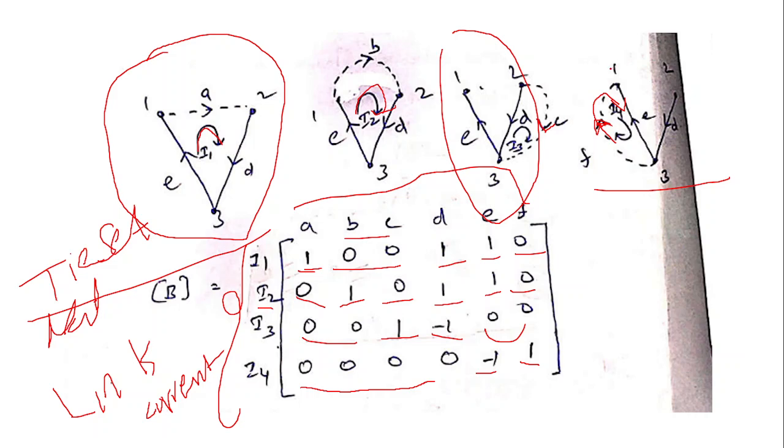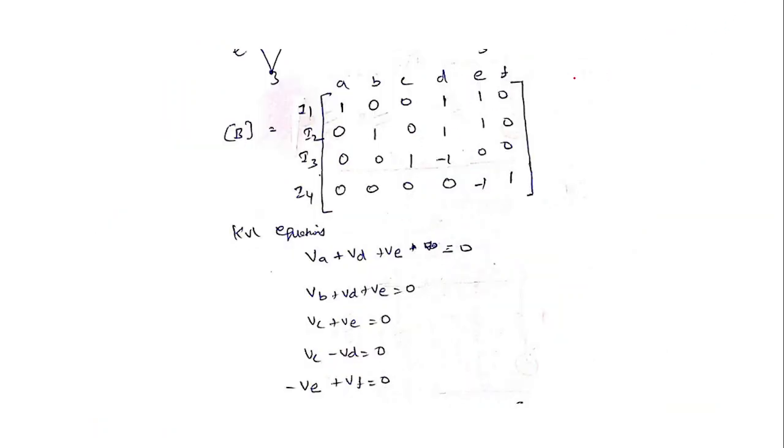From this I can write the equations. So this is the tie set matrix which I have found out in the previous slide. Now I can directly consider the voltage of the branches wherever I found one. Here it is VA. VB and VC are 0. Here it is VD. Here it is VE. So VA plus VD plus VE equal to 0.